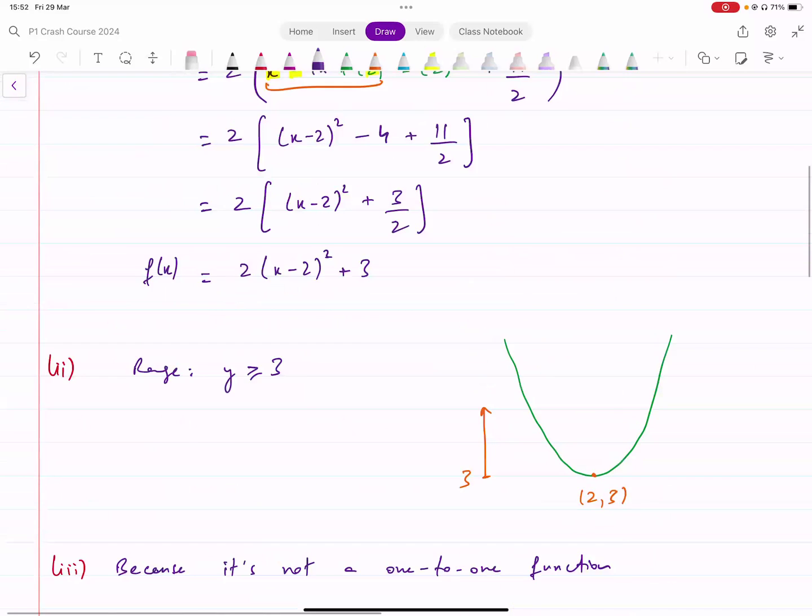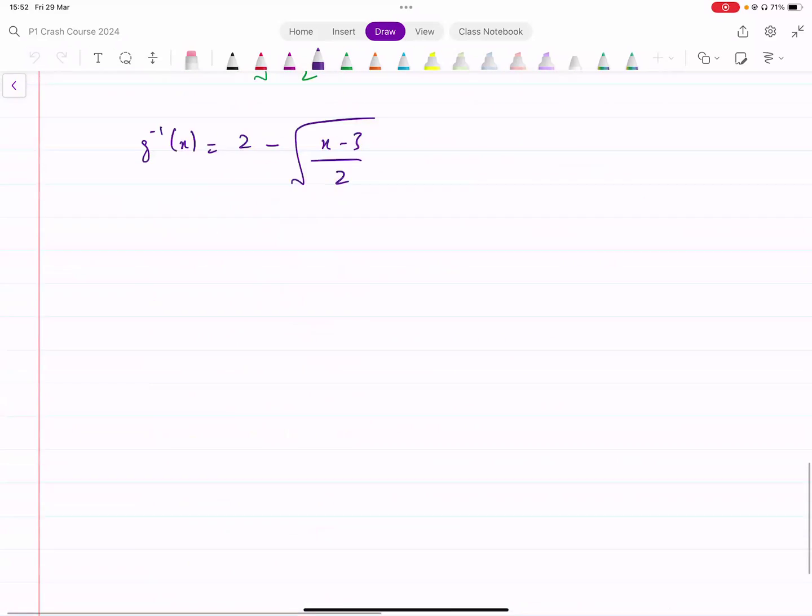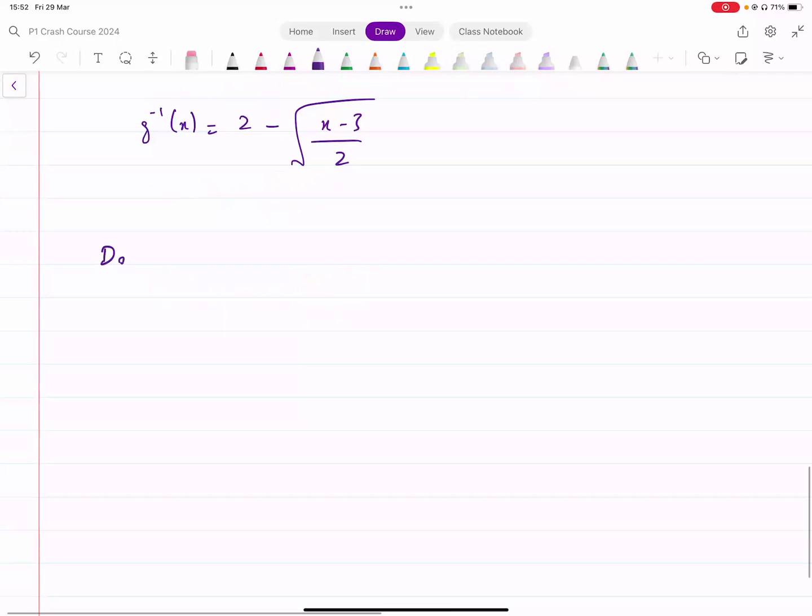Let's have a look at the second thing that they are asking here. State the range of g inverse. What's the range of g inverse? The range of the inverse function is the same as the domain of the original function. So what's the domain of the original function? Domain of g of x. That should give us the range of g inverse of x.